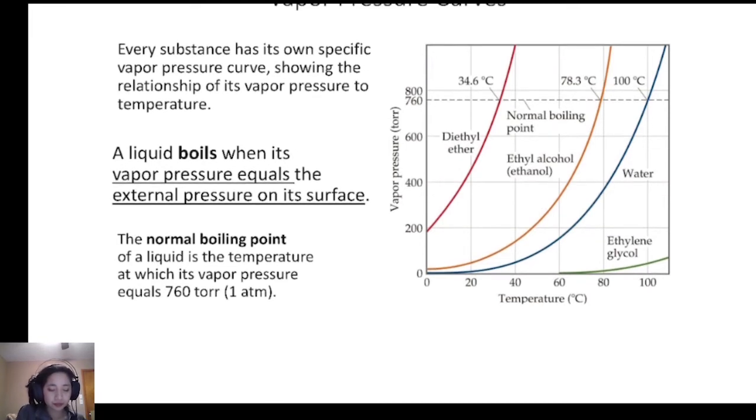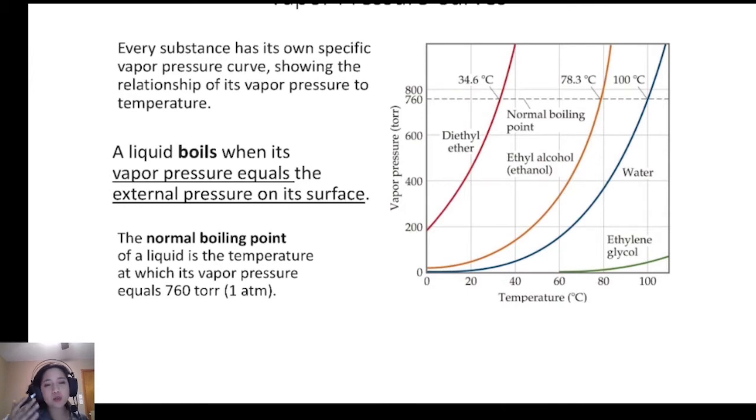So essentially, we define this as the normal boiling point. Normal just means boiling point at 1 atm, atm being our regular earthly atmosphere, right? So the liquid's normal boiling point is the temperature at which its vapor pressure is equal to 1 atm.